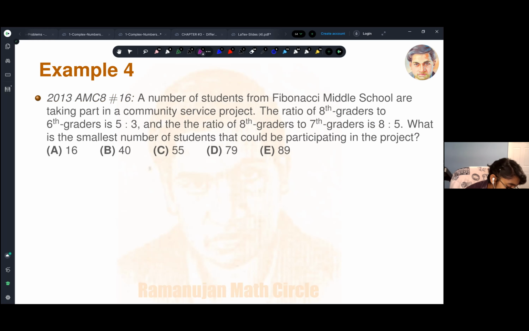A number of students from Fibonacci Middle School are taking part in a community service project. The ratio of 8th graders to 6th graders is 5:3, and the ratio of 8th graders to 7th graders is 8:5. What is the smallest number of students that could be participating in the project?